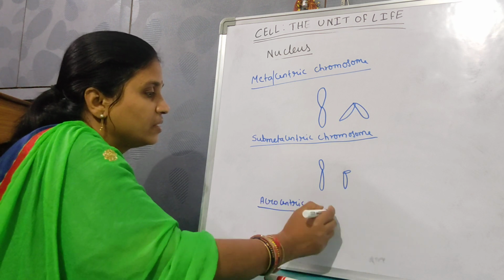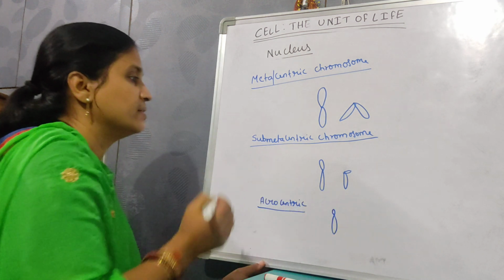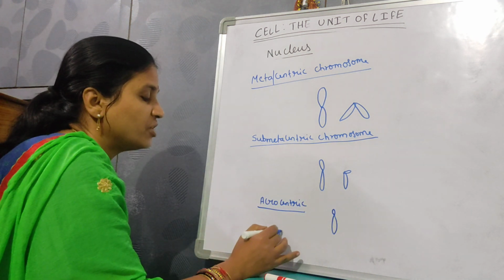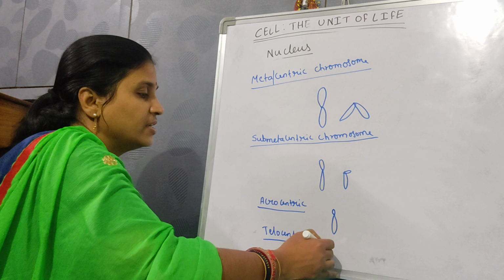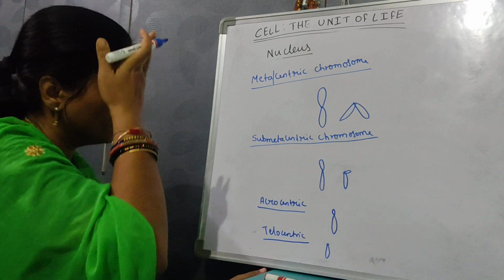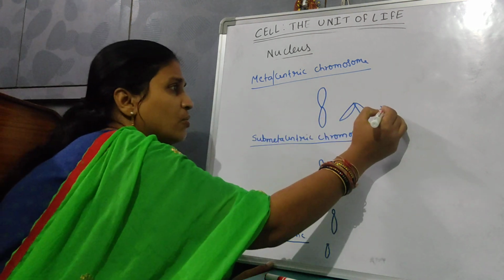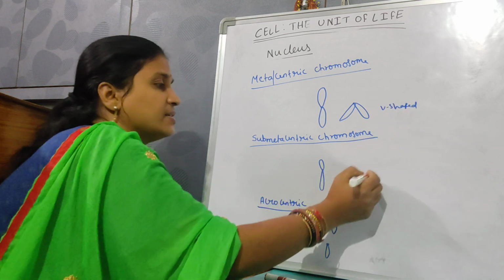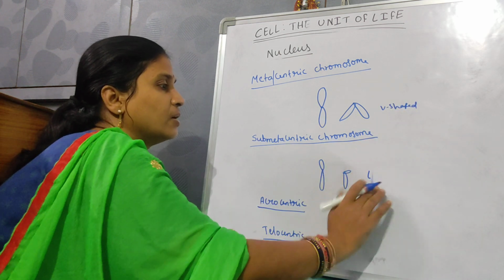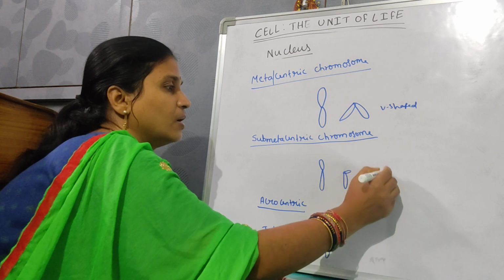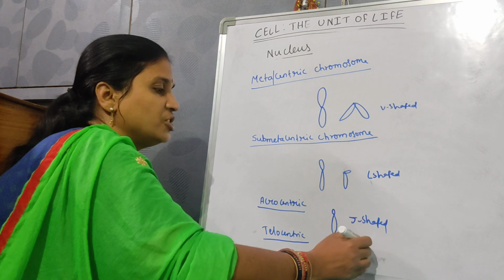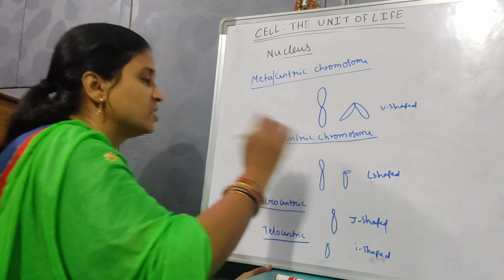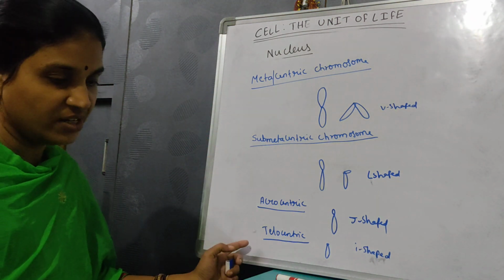Then telocentric means the centromere is present at the end, at the tip of the chromosome. This is V-shaped, this is L-shaped, J-shaped, and this is I-shaped. So based on the position of the centromere, chromosomes are divided into metacentric, submetacentric, acrocentric, and telocentric.